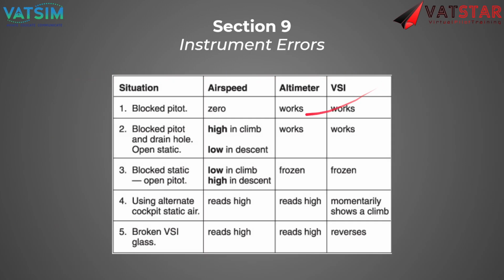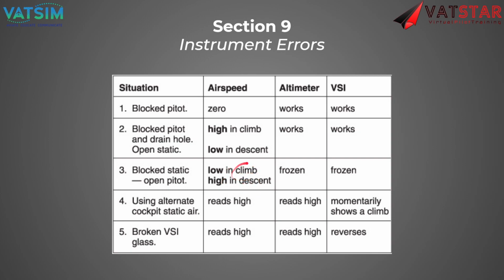And I have a little diagram here that goes into every single error that could happen. So let's say you have a blocked pitot tube: you'll get 0 airspeed, the altimeter will work, and the VSI will work. If you have a blocked pitot tube and that drain hole that I mentioned is blocked, but you have an open static port, the airspeed indicator will indicate high in a climb, low in a descent. The altimeter works, and the vertical speed indicator works because you still have that static port. If you have a blocked static port but an open pitot tube, the airspeed indicator will actually indicate the opposite.